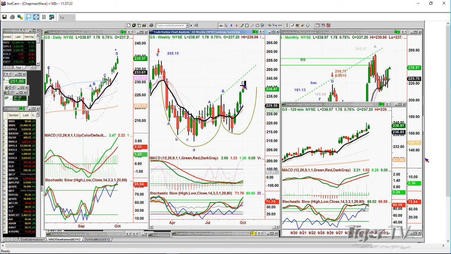Goldman Sachs is finally doing its thing. That means all I need to say is Goldman Sachs has tremendous support between 231 and 228. In October, a break of that level would be very negative. But right now, it's looking very good. Goldman Sachs is part of the financials, doing very well.